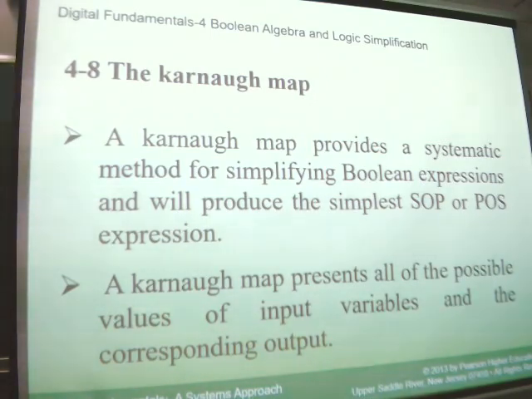Let's continue to learn. Our kernel map provides a systematic method for simplifying Boolean expressions, and we can produce the simplest SOP or POS expression. POS, we don't need to know. POS is product of sums. This is reversed. SOP is sum of products, going from there to there.